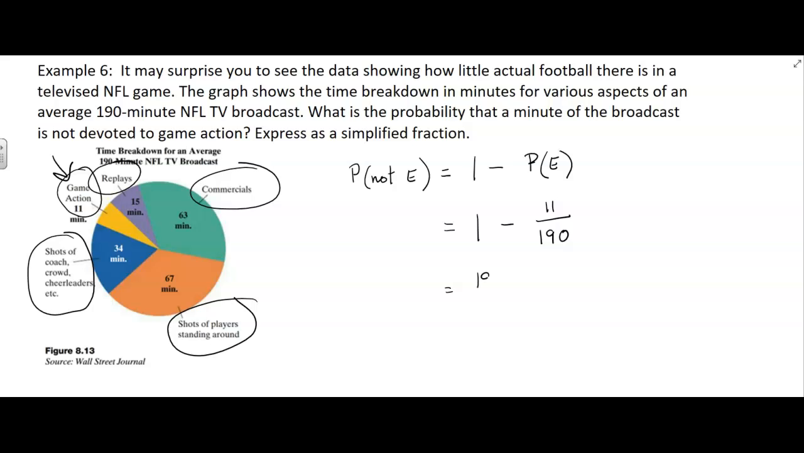Now, if we get a common denominator, so 1 is 190 over 190 minus 11 over 190, then all we have to do is subtract the 190 minus 11, and we get our answer. This doesn't simplify. How do you know that? Well, here's a good way to know it. 190 is 19 times 10, and 10 is 2 times 5. That's the prime factorization. So if 19 doesn't go into 179, and it doesn't, and 2 doesn't go in, and 5 doesn't go in, then you can't simplify it. So that's the answer right there, 179 over 190.